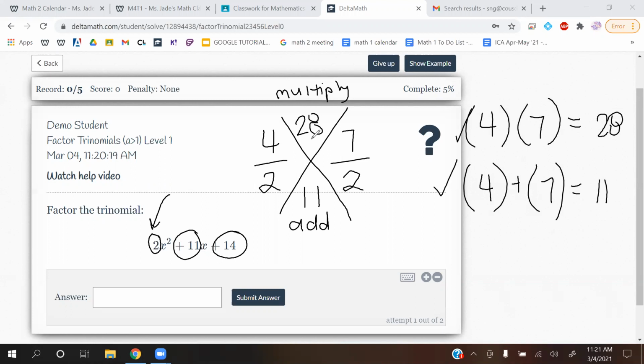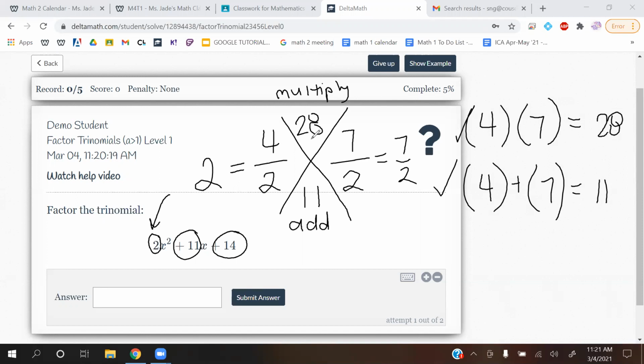So here are our two fractions. Let's simplify our fractions. 4 divided by 2 is just 2. What about 7 over 2? 7 over 2 is just 7 over 2. There's no simplifying this because it's as simplified as it gets.